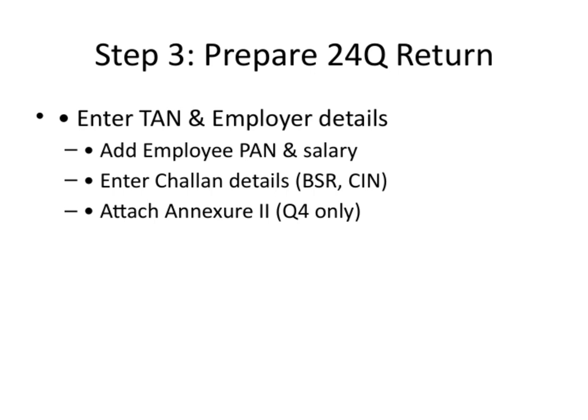After that, you'll need to enter the Challan details, such as the BSR code and CIN, which relate to the payment of TDS. Double-check these entries to ensure they match your payment records. Finally, if you're filing for Q4 only, don't forget to attach the Annexure II. This step is important for compliance and completeness of your return.